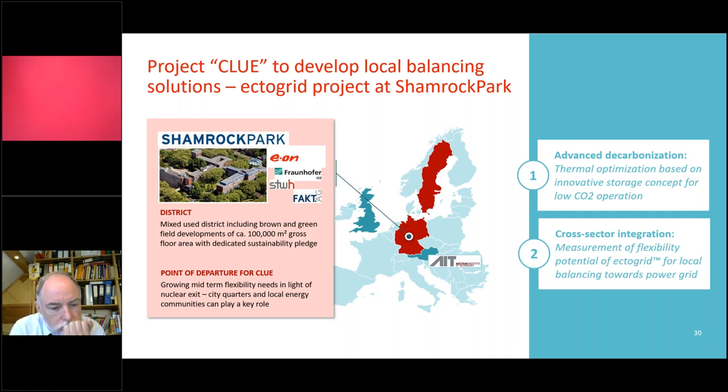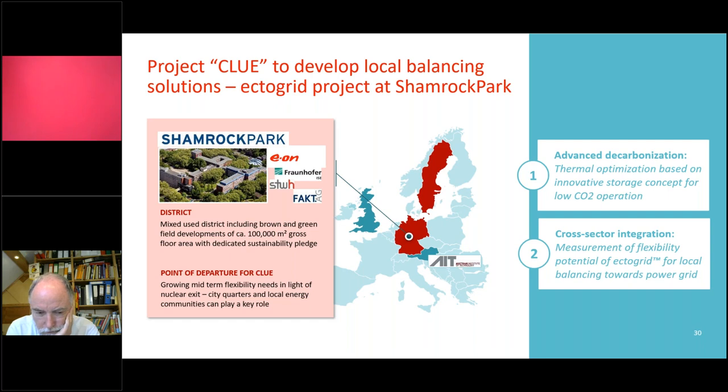What does that mean? We are applying this in Shamrock Park, a mixed-use district, including greenfield and brownfield developments, i.e. new buildings with low temperature needs and building stock with higher temperature needs. That calls for a hybrid solution.